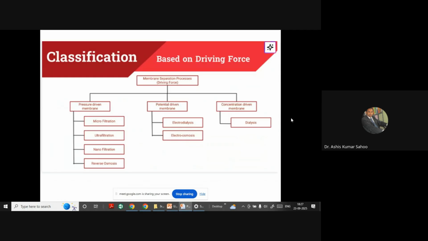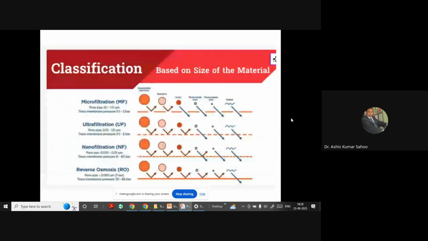Based on driving force, membrane separation is divided into different types: pressure driven membrane, potential driven membrane, and concentration driven membrane. In pressure driven membranes we have microfiltration, ultrafiltration, nanofiltration, and reverse osmosis. Potential driven membrane processes include electrodialysis and electroosmosis. So based on the size of material, these are the different classes.